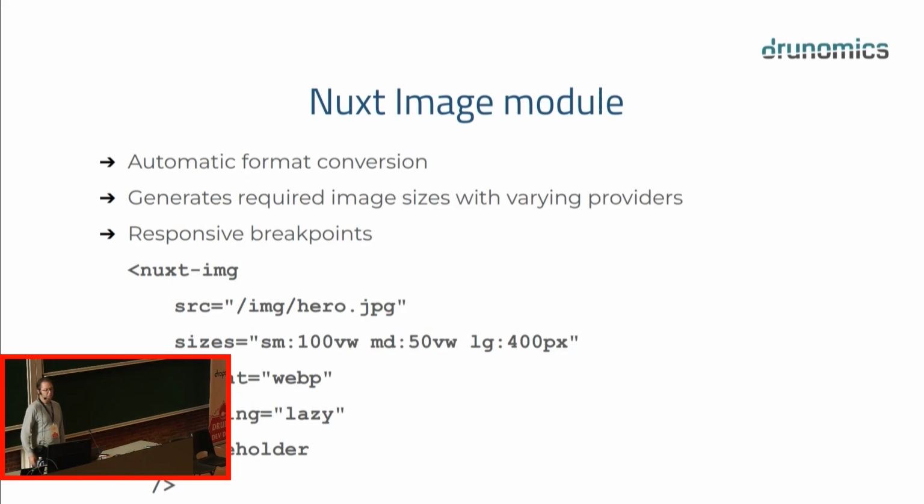Basically, you can pass it a local image, and it takes care of the automatic format conversion for you. It generates all the required image sizes. It also has support for responsive images, so it generates multiple image sizes as needed. And it does that with a bunch of configurable providers. By default, it also has some tools such that it does that locally. But you can configure it.